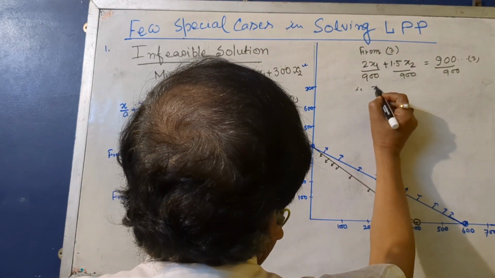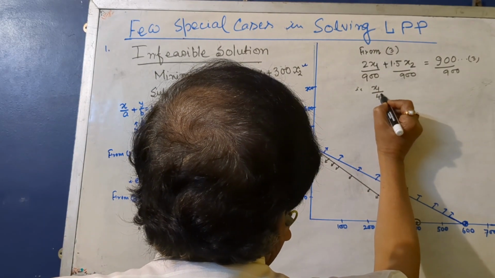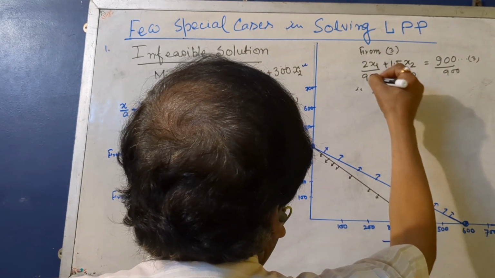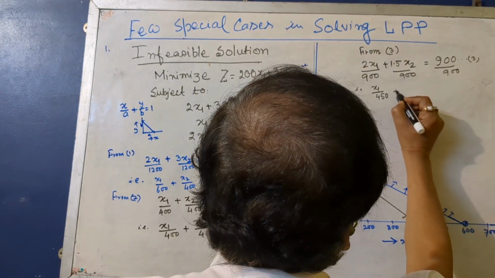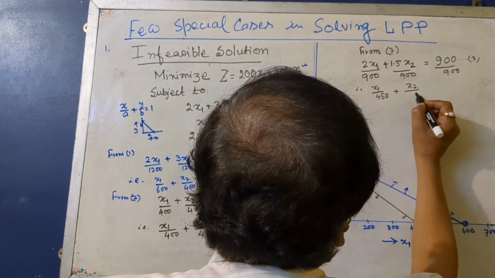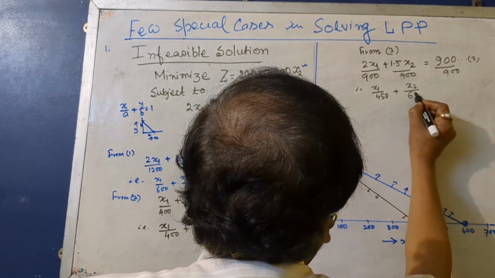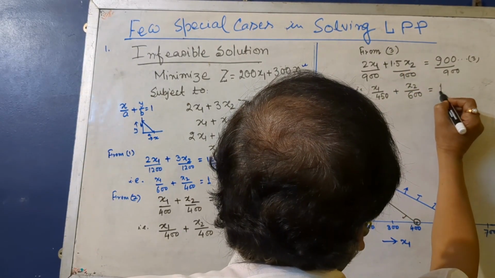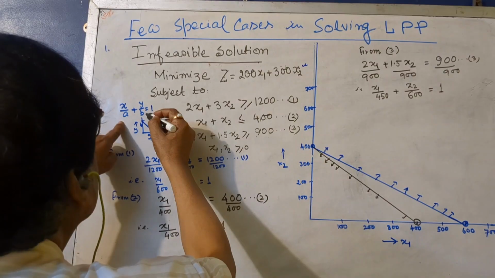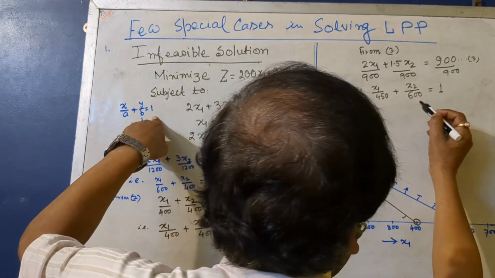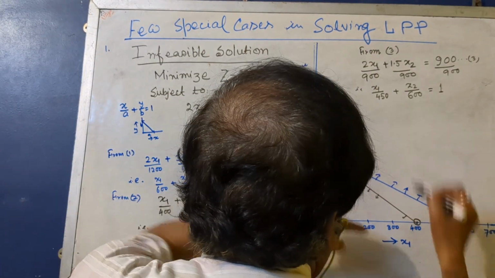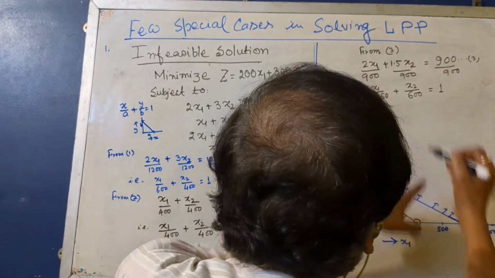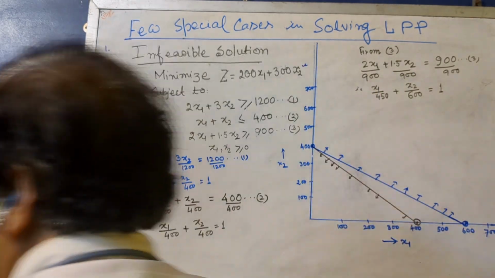That is x1 divided by 450, because 450, if you divide by 2, and plus x2 divided by how much? 600, because 1.5 is 900 is equal to 1. The equation is similar to x by a plus y by b is equal to 1. This is cutting from the x-axis, and this is cutting from x2, in this case the y-axis.